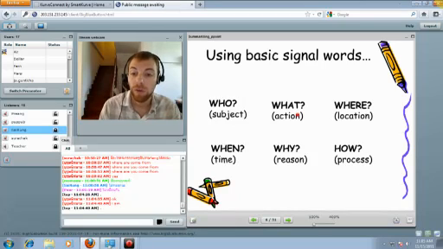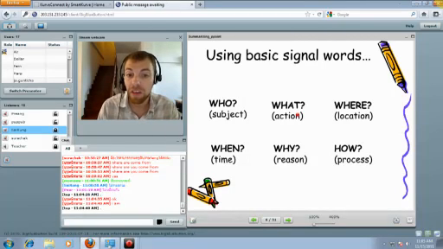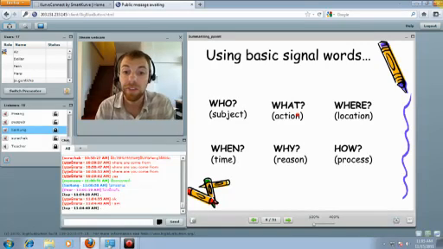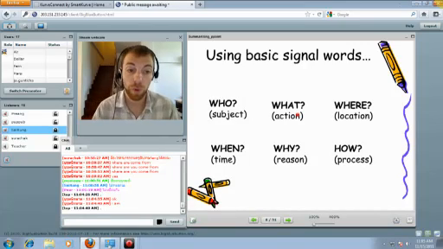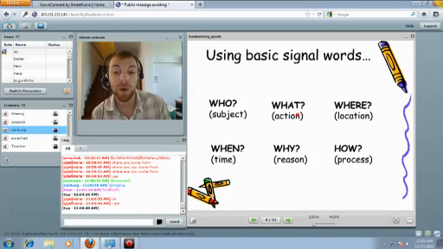Why? Why are the people doing the action? Why is the who doing the what? Why is it important? And last is how. How are they doing the main action?